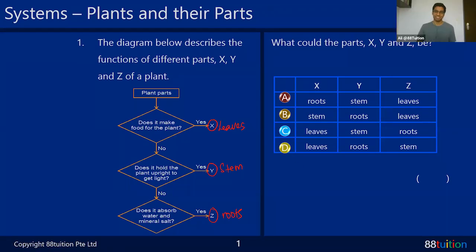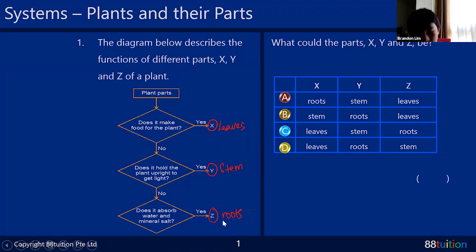Who said that? What's your name? Nitya. Nitya, can you mute yourself? Right now, I don't need any class participation. I just need you guys to pay attention.